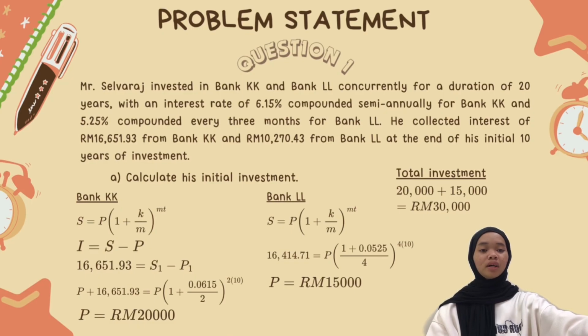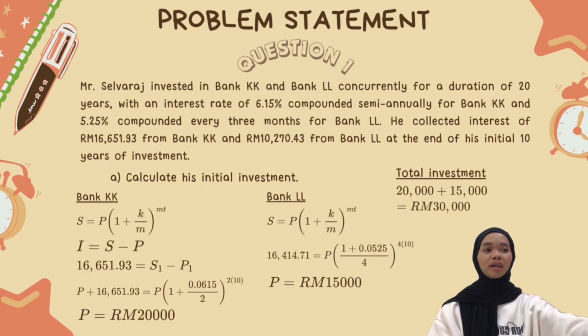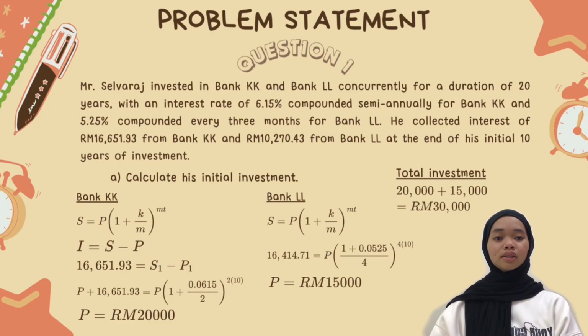S equals P (1 plus K over M) to the power of MT. 16,441.71 equals P (1 plus 0.0525 over 4) to the power of 4 times 10. P equals 15,000 ringgit. Total investment: 20,000 plus 15,000 equals 35,000 ringgit.